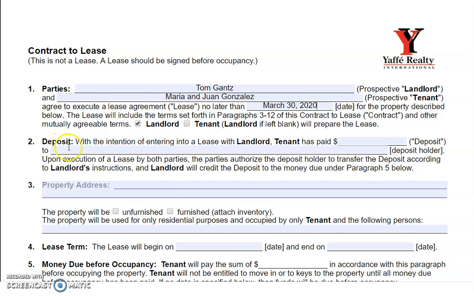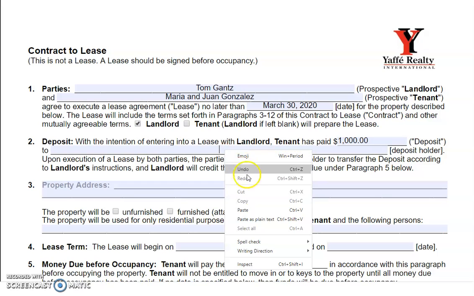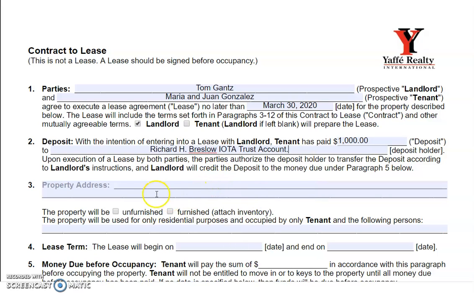Deposit with the intention of entering a lease with landlord. Tenant has paid, and let's think that the lease is going to cost $1,000 per month. So I'm going to put $1,000 here, and normally we use our attorney's escrow account for leases. So I'm just going to put it here.